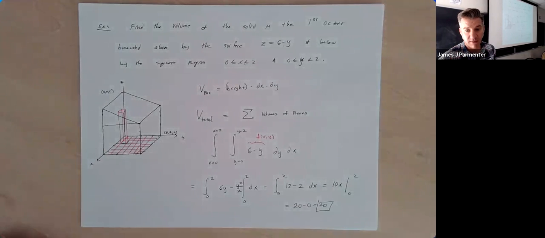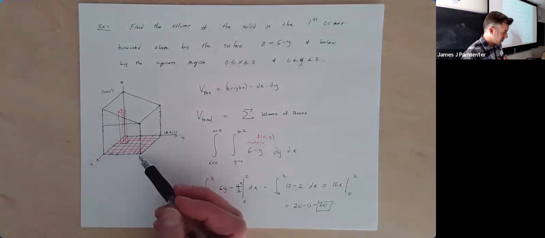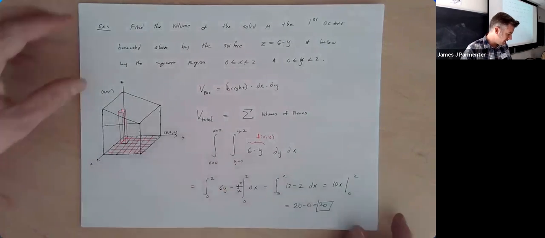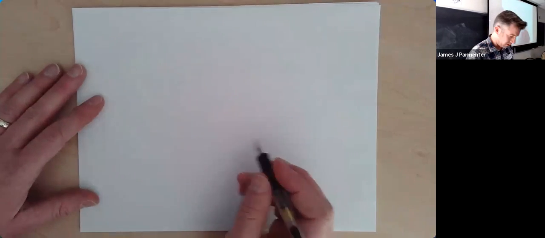That's how we find the volume of a shape like this. Now, the thing is, we're not always going to be integrating over some nice square like this. So let's talk through an example. Fine, let's do one more real quick.